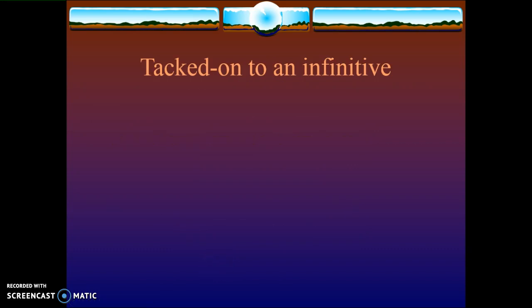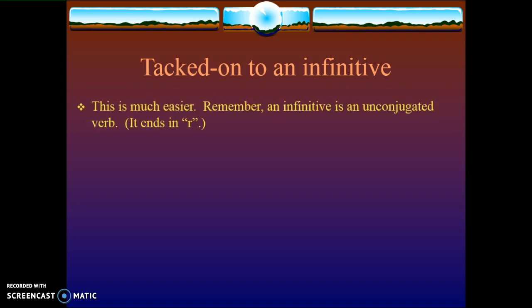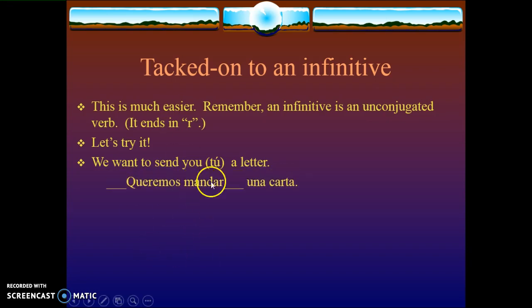Here's a second way or placement of a pronoun tacked onto an infinitive. This is a lot easier. Remember, an infinitive is an unconjugated verb, so it ends in R. Let's try it. We want to send you a letter. Queremos mandar, we want to send blank a letter. This is a lot easier because we read it just straightforward like we do in English, but it has to attach to an infinitive. This is an infinitive, it ends in an R. But what is you? Te.